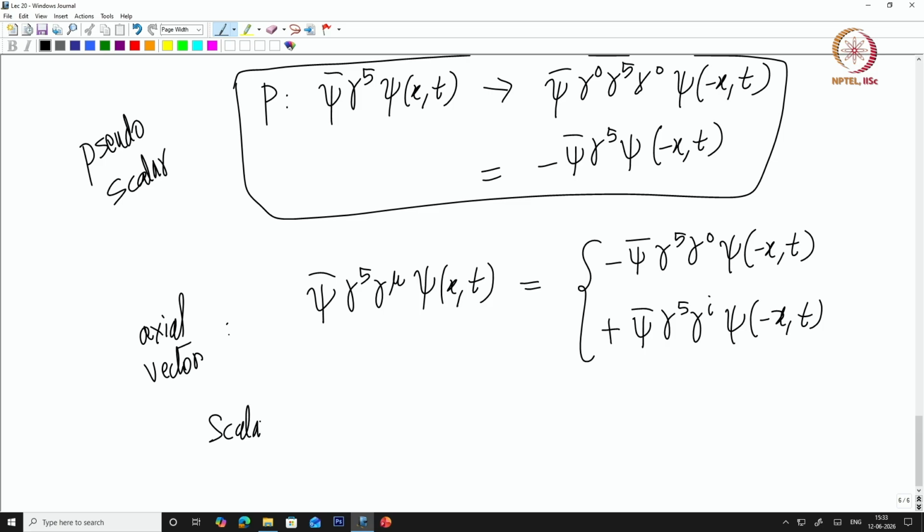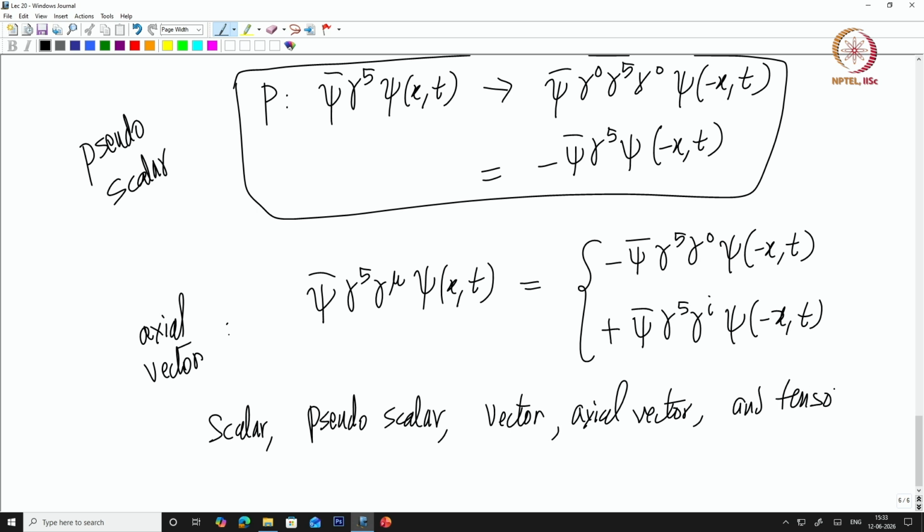scalar, pseudoscalar, vector, axial vector and tensor, which have 16 components. You can calculate how many components you have and you can compute this thing essentially.